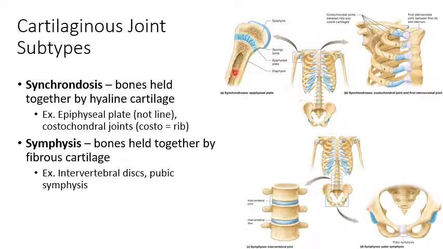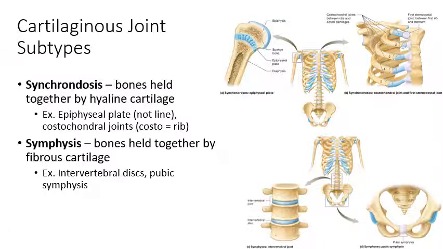So those are both shown in this diagram here. Here you have a long bone with the epiphysis and the diaphysis and the epiphyseal plate separating the two. Since this is made of hyaline cartilage, you can consider it as a type of synchondrosis joint. And then in the rib cage, we have the costochondral joints between the ribs and cartilage.